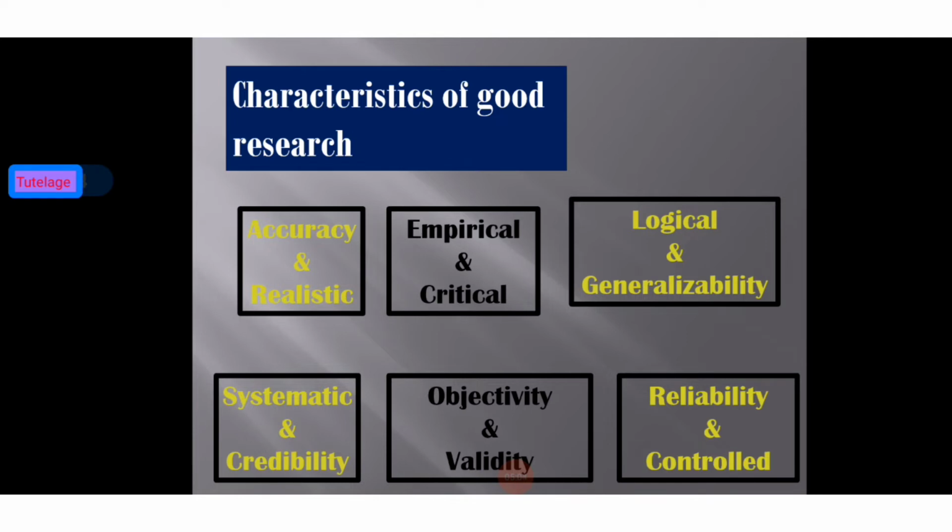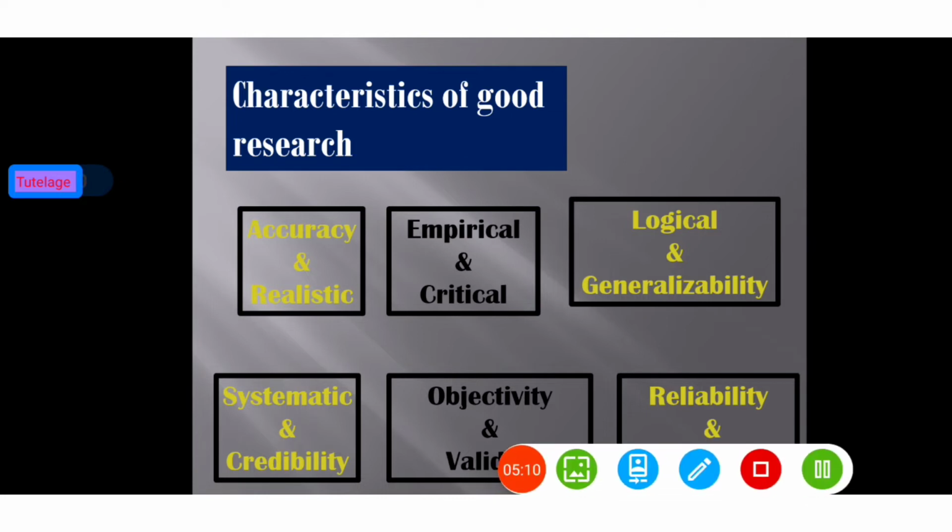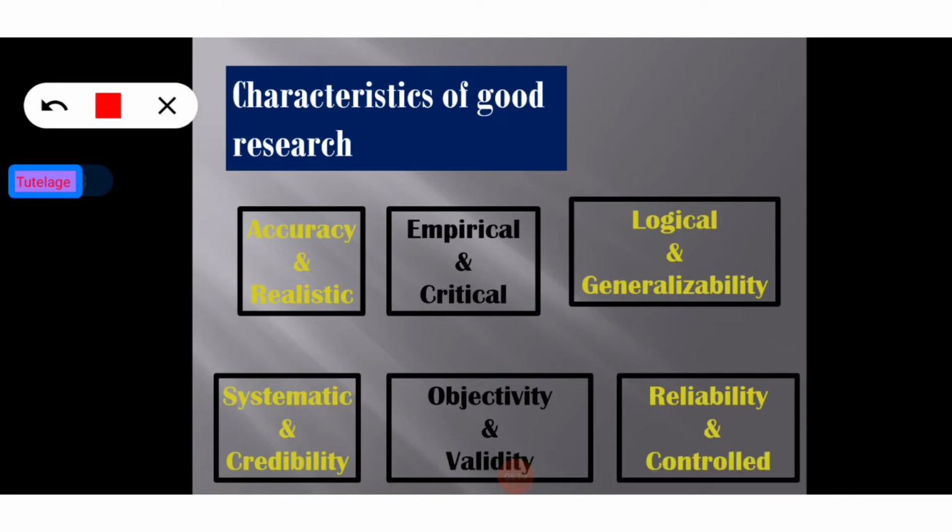So here we can see the new concept, that is characteristics of good research. Okay. So there are lots of characteristics. The first one, one of the most important things, is accuracy and realistic. Obviously, research should be accurate and realistic. Accuracy means research should be free from all errors.